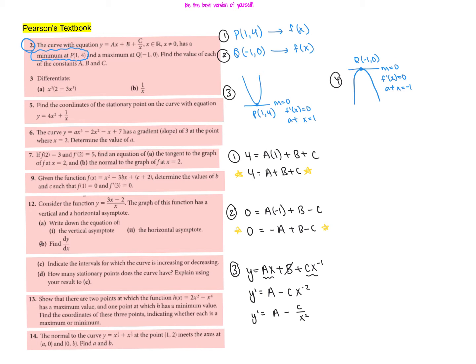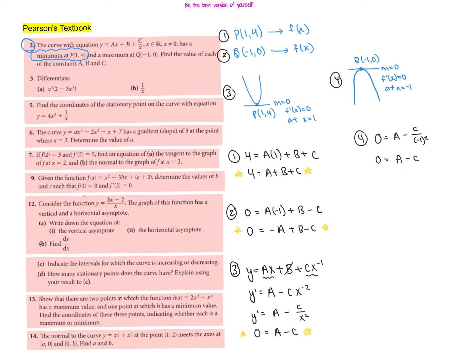And for number 3, I know that the derivative is 0 when x is 1. So 0 equals a minus c over 1 squared, and that is just c. So there's another equation for us. And then in number 4, I already took the derivative, so I'm going to set the derivative equal to 0 when x is -1. So I would have a minus c over -1 squared. So 0 equals a minus c. Well, that gave us the same information.